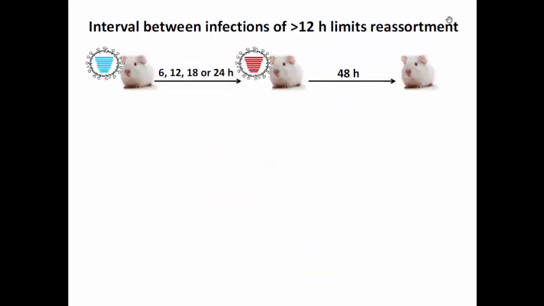Okay, so what if we don't put the viruses in at the same time, but rather introduce a time interval between the 2 infections? We've modeled this in guinea pigs by putting the variant virus first, and then waiting 6, 12, 18, or 24 hours before introducing the wild-type virus. We then leave the animals 48 hours before sampling by nasal lavage.